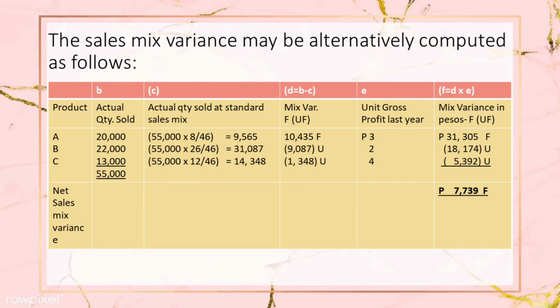Now, column A determines 3 products, so product A, B, and C. Column B determines the actual quantity sold of each product. In product A, the actual quantity sold is 20,000. In product B, 22,000.